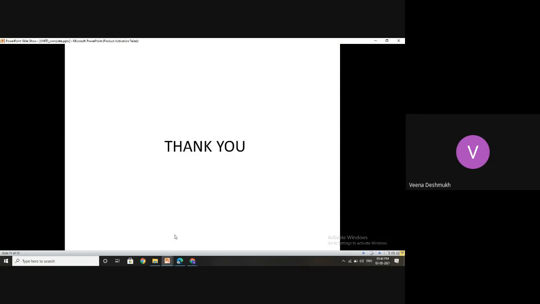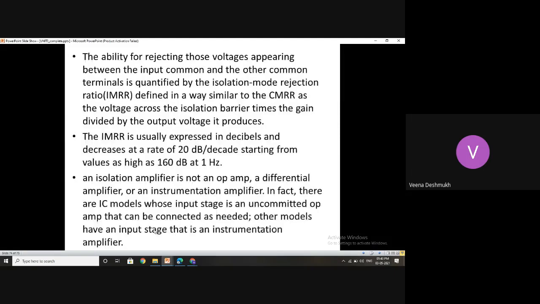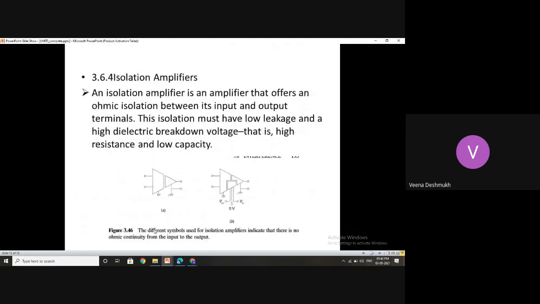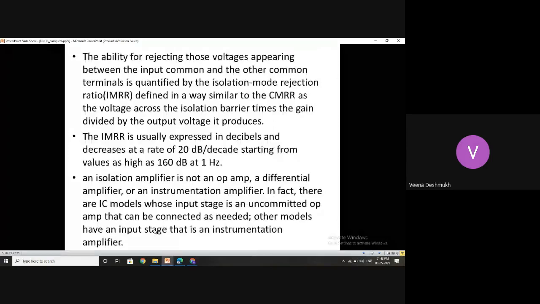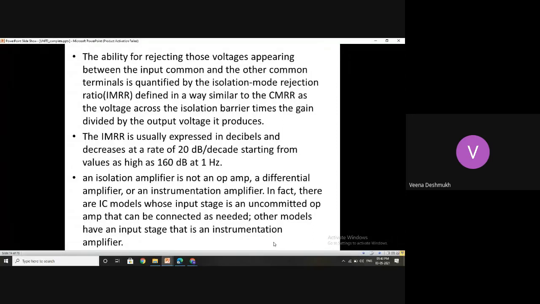I will give you the numbers written here somewhere. You get a good number of isolation amplifiers, and depending upon the requirement, different variants are also available. You will be able to use them as per your requirement: 2 terminal, 4 terminal, 6 terminal, like that. And if you want to isolate the reference voltages, or isolate the input and output terminals, you have a series of isolation amplifiers available. You can use them as per the requirement.